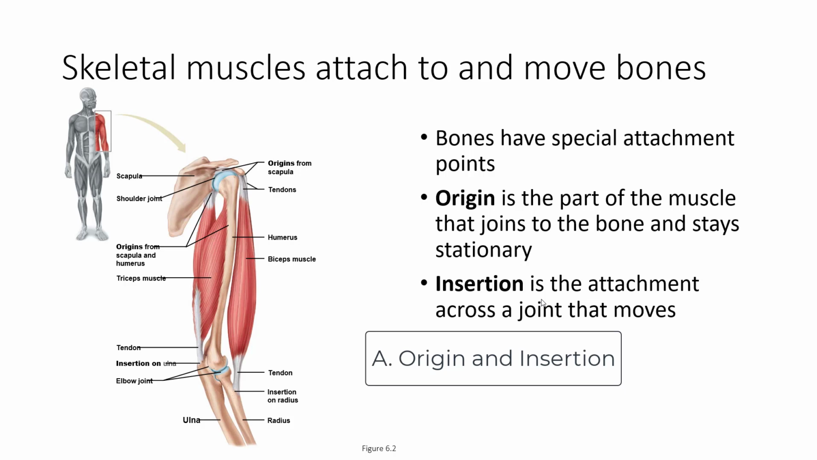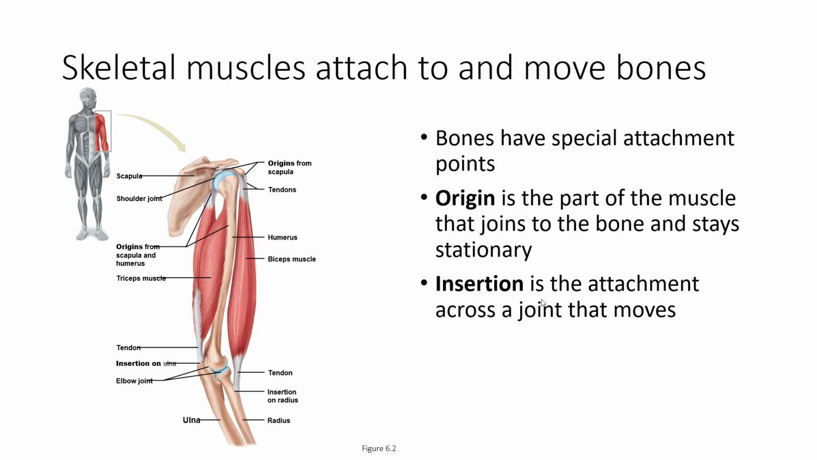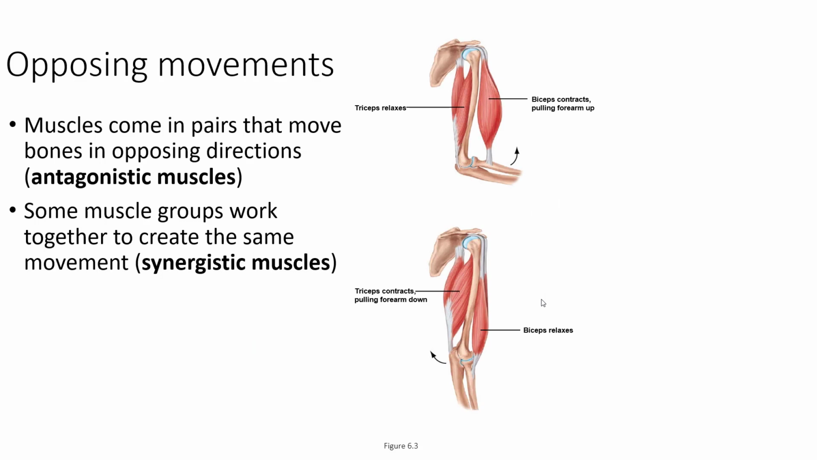So the origin for the biceps is at the scapula. When moving the arm, the scapula and the origin there will both stay stationary. The insertion is the attachment on the radius, and that is going to move the radius. So when the biceps muscle flexes, the scapula stays put and the radius moves. The origin is on the part that stays put and the insertion is on the part that moves.